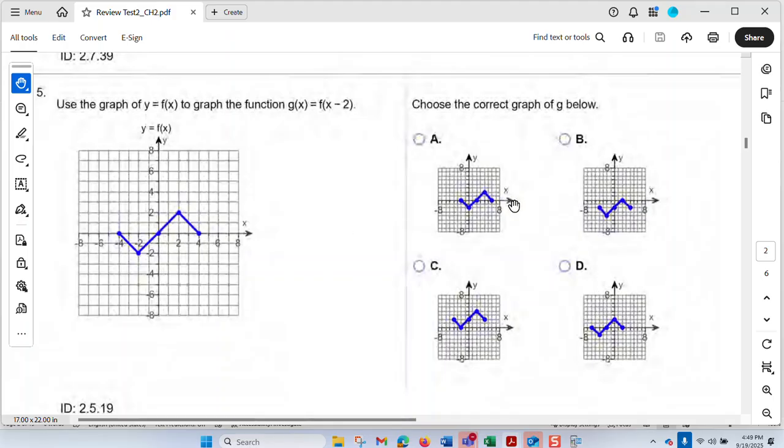So it should be right here. And then if you look at this point, this is moving to the left. All right, so A should be the correct answer because that's the only one moving to the right. Okay.